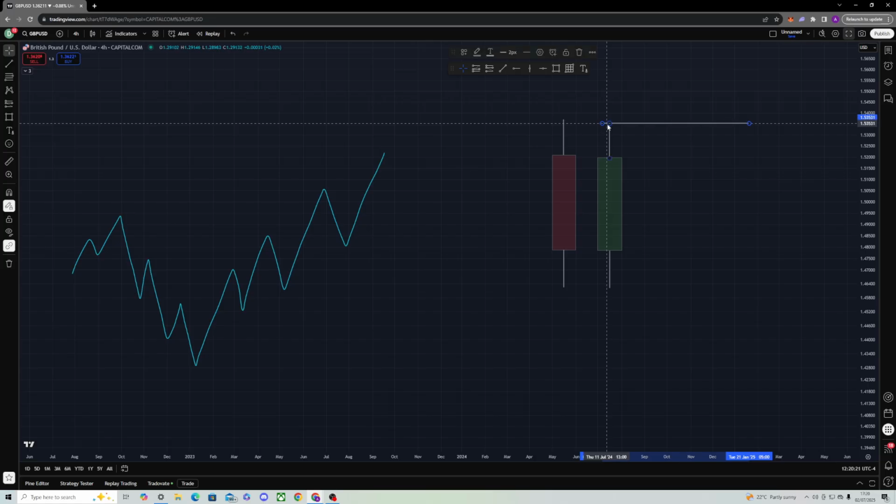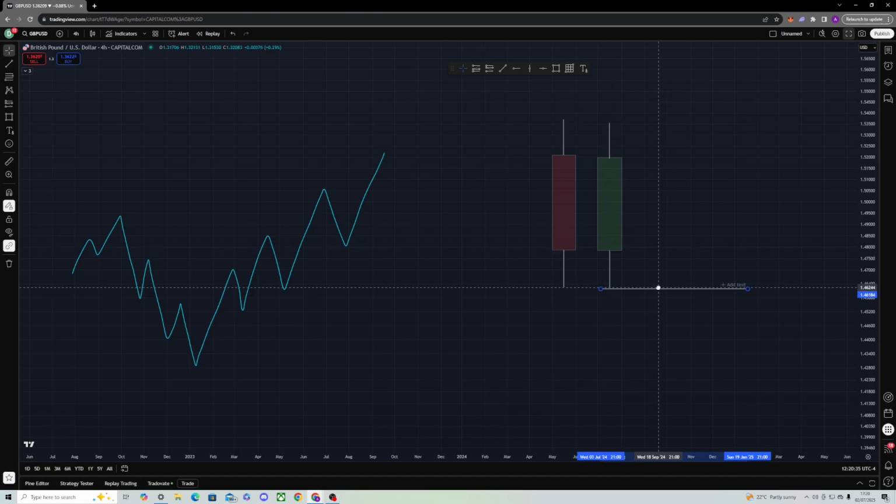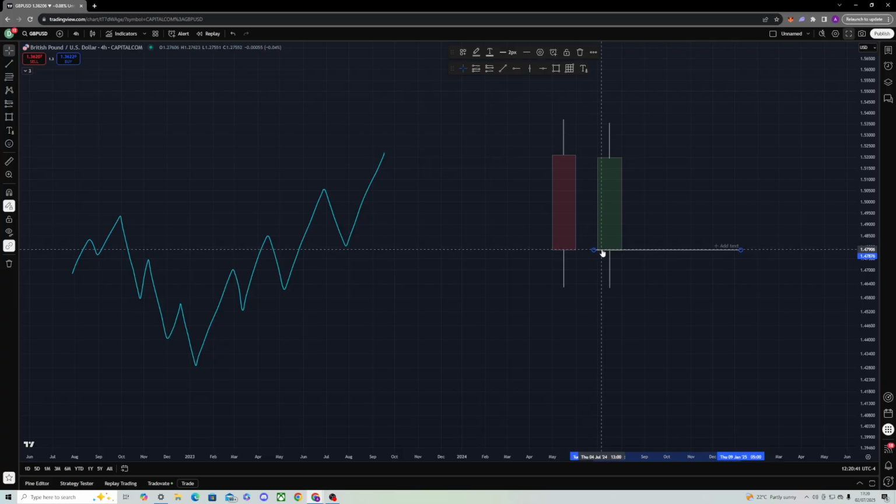The wick, which is these bits, shows you how high price has gone in that hour. This is the highest it has been in that hour. And this, the opposite, shows you how low it went in that hour. Now the body shows you where price was when the hour started and where price was when the hour ended and went into the next candle. Obviously you got blue and green candles, candles going up, candles going down.